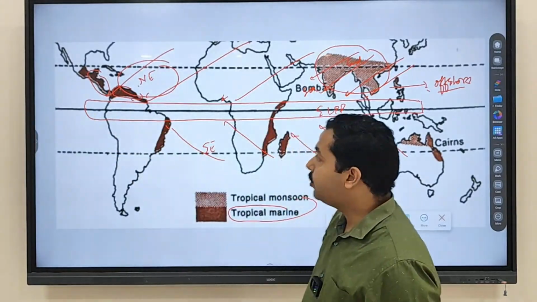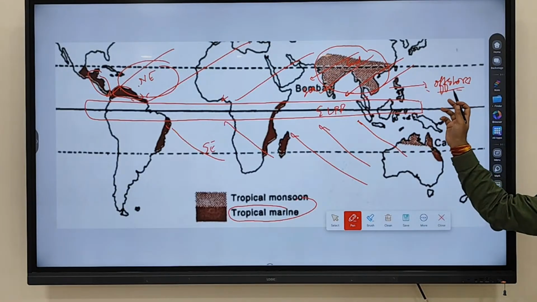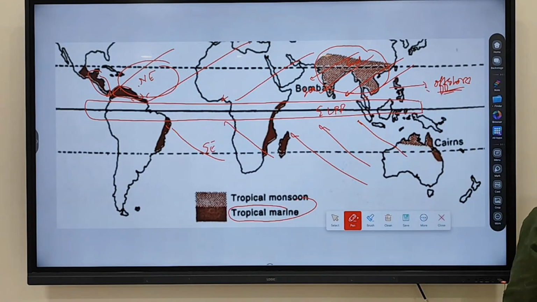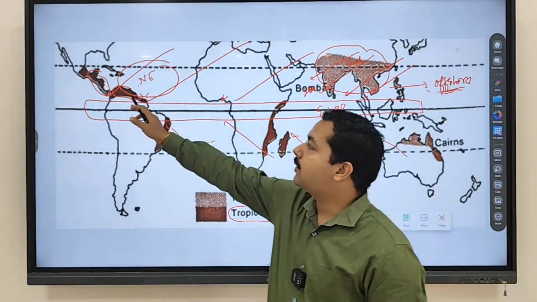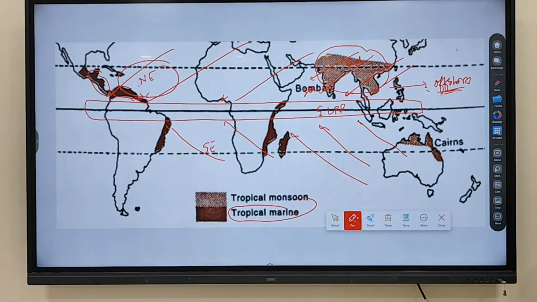So in India, you don't see much rainfall with the northeast trade wind. Why? Because the northeast trade wind acts as an offshore wind. But the same northeast wind can create rainfall in this region because of marine influences. That's why you have a marine type of climatic condition.